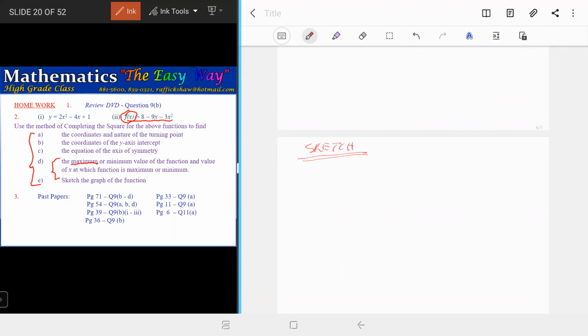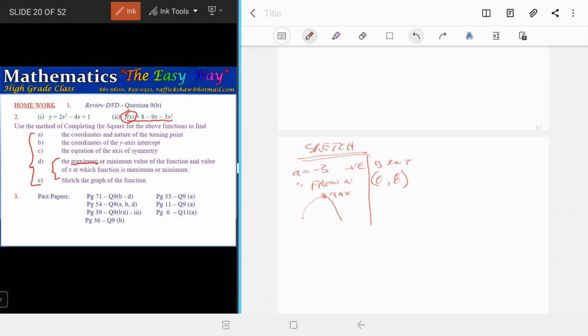Now for the sketch, we need to know firstly if it's a smile or a frown. So a is equal to negative 3, which is negative. Therefore, we have a frown shaped graph, so the graph will have this shape. When it frowns like that, it has a maximum point. We also know the y-axis intercept. The y-intercept is the point (0, 8). We worked it out already.